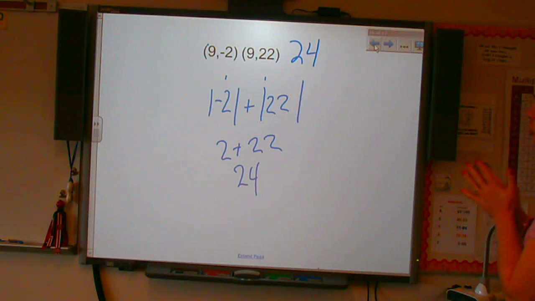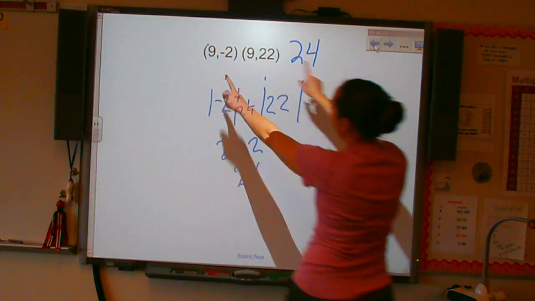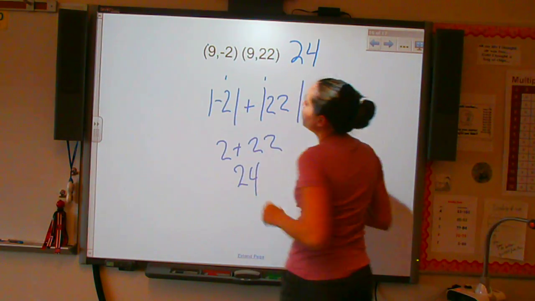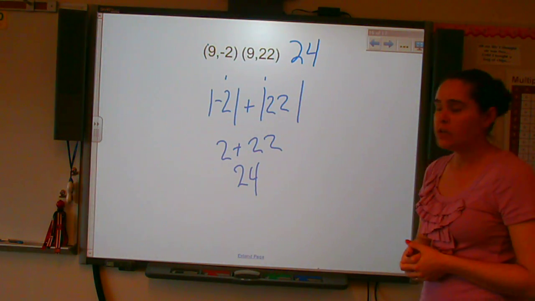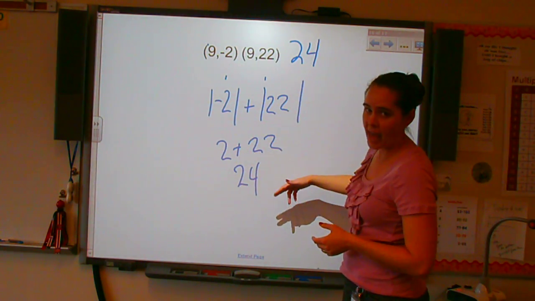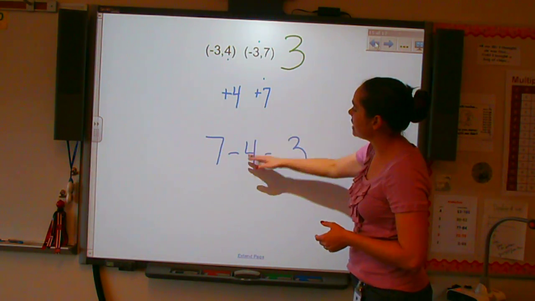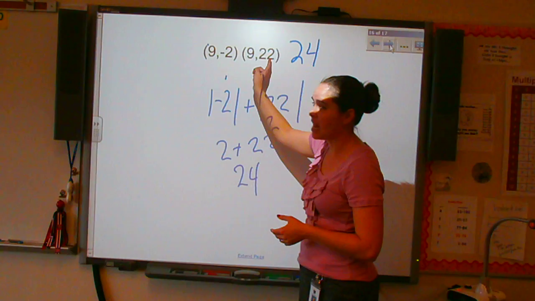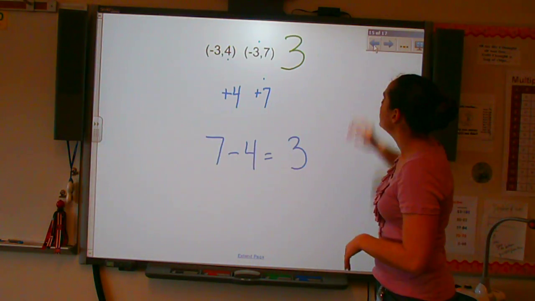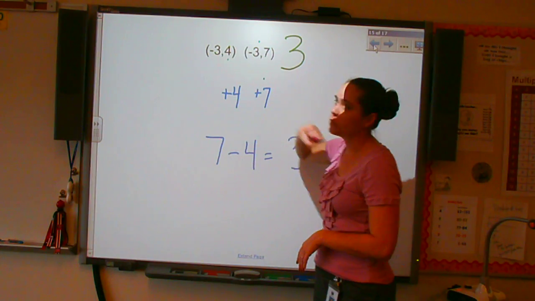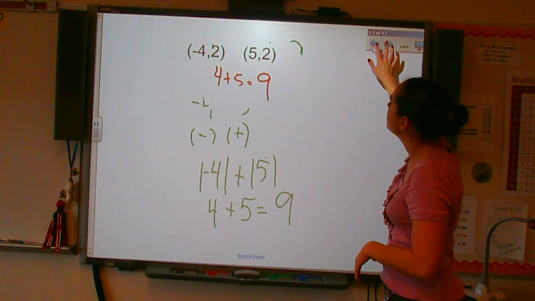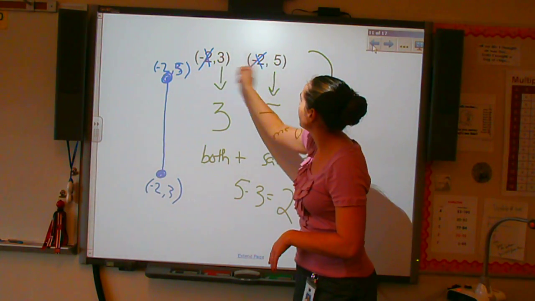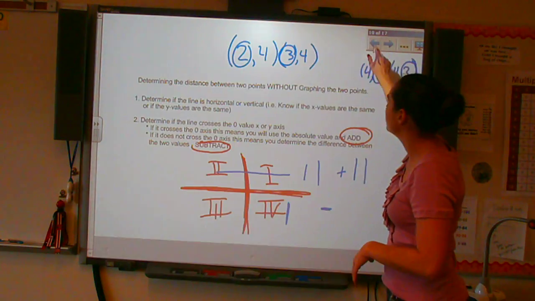So again, just to review, we want to look at the values that are different, and looking at the values that are different, determine whether or not you need to subtract or add. So again, if it's in different quadrants, we add, and if it's in the same quadrant, we subtract. So different quadrants, because we had a positive and a negative, we add. Same quadrant, because we had both positives, we subtract. Here was positives again, so here we subtracted because they were both positive.